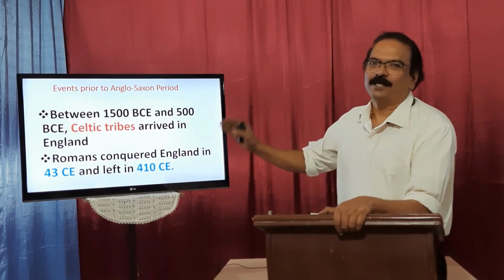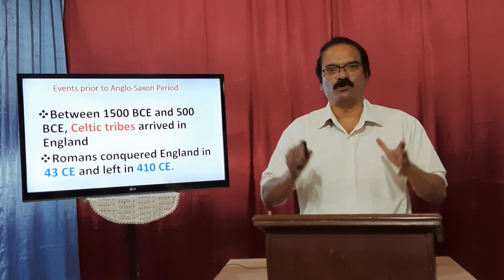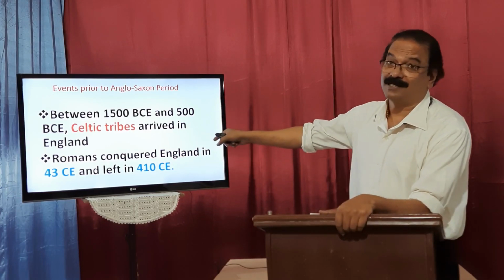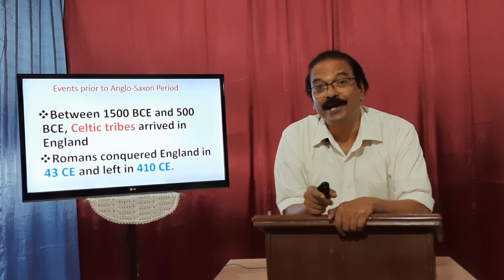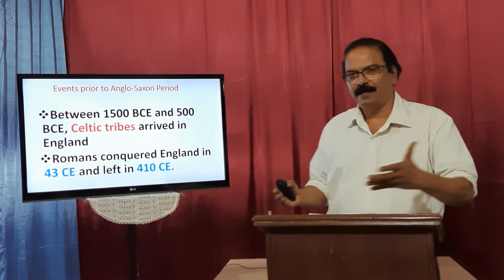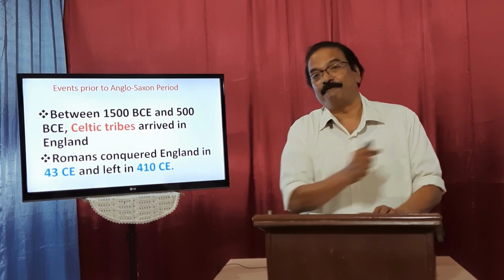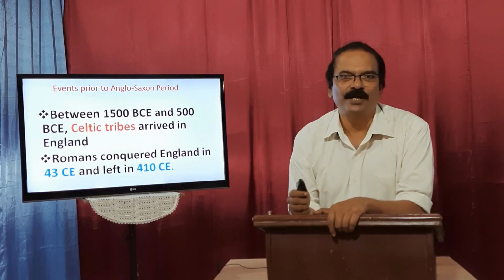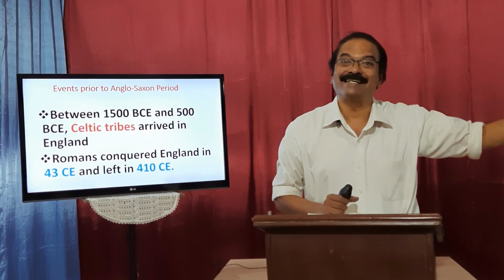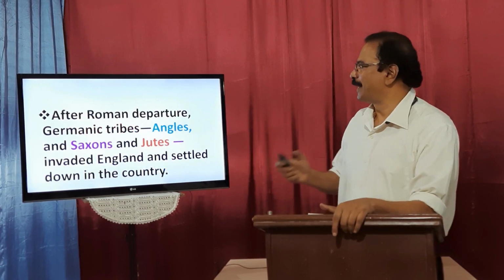Before that, let's look at more features of what happened before the Old English period or Anglo-Saxon period started. Now, this is very important. Romans conquered England in the year 43 CE and ruled for, as you can see, nearly 500 years or so. And they left England in 410 CE because their headquarters, Rome, was threatened by some barbarous invasion. So they left England. Okay.